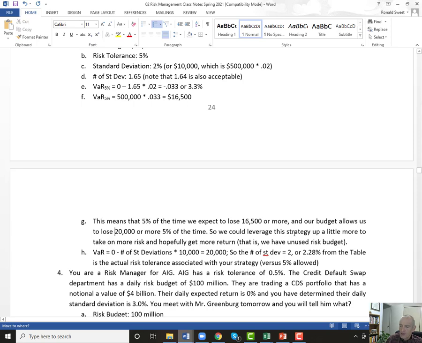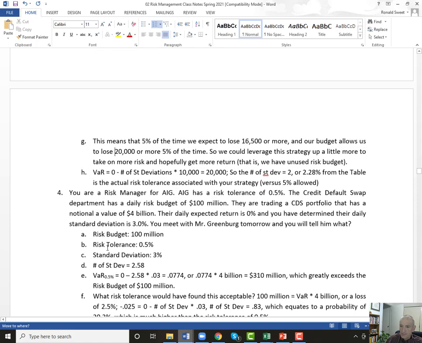We could actually leverage up this strategy a little more, take on more risk, get a little bit higher expected return annually. Our daily will probably not change, but our annual return would change. Or we could go to the lower risk.